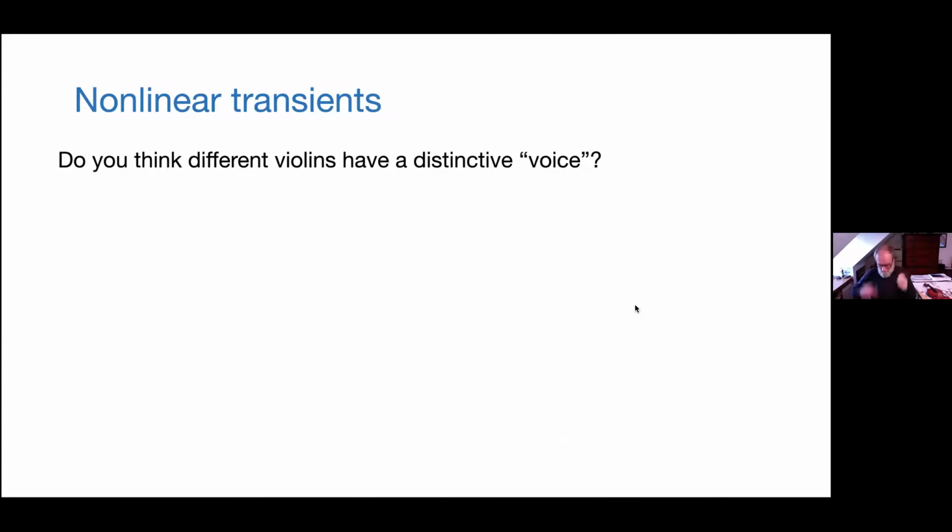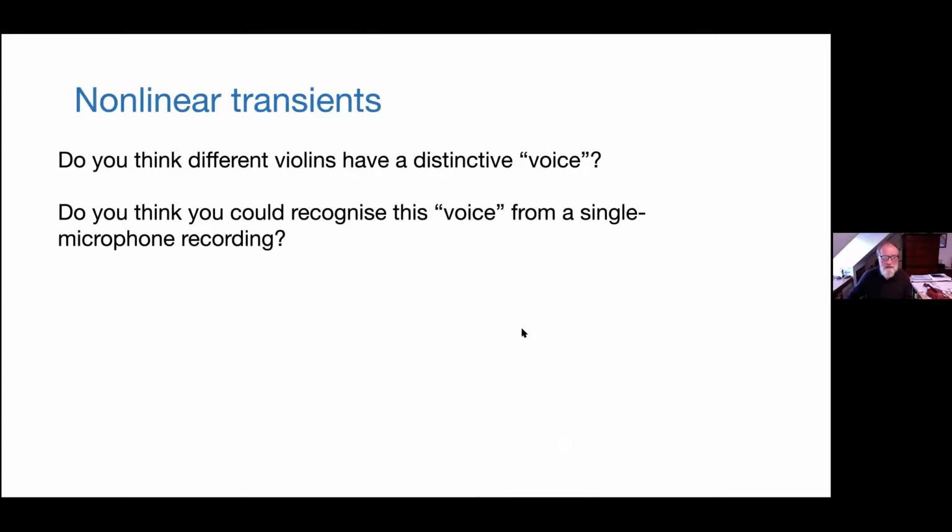Right, so you ask yourself a sequence of questions. Do you think that different violins have a distinctive voice? Well, probably yes, you all do think that. Otherwise, what's the point? Here's a more difficult one. Do you think you could recognize the voice of a particular instrument from a single microphone recording? So without using both of your ears, without being able to move around, probably you think you could. It's not so easy.